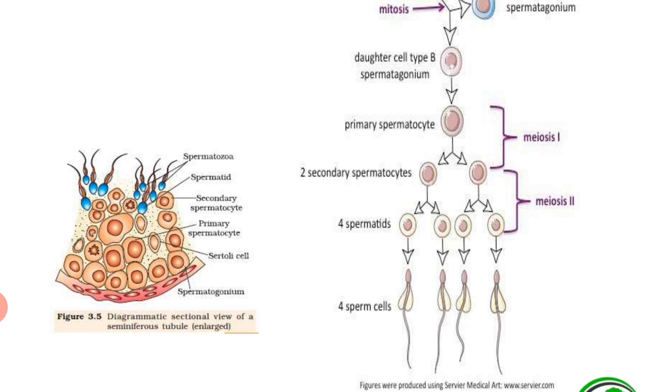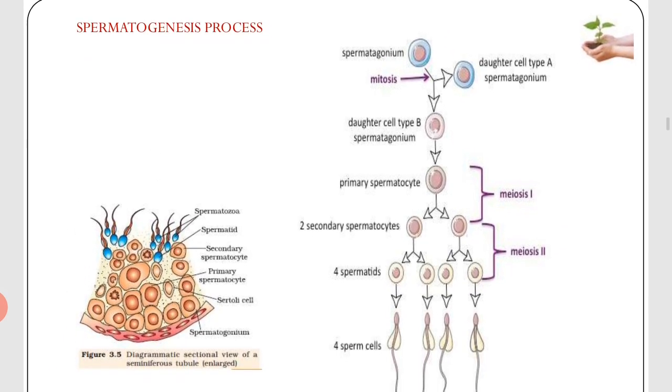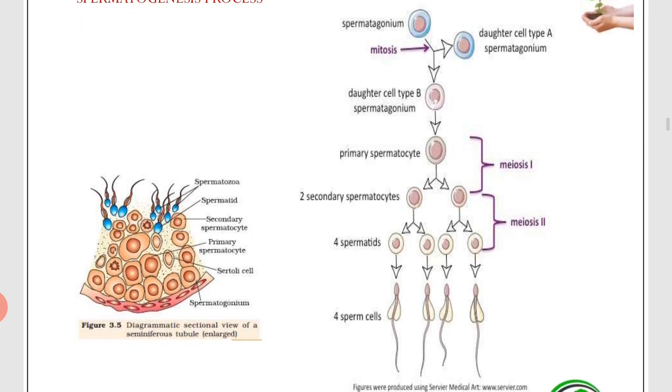So here you can say about the hormonal control of spermatogenesis. Spermatogenesis, as you all know, usually starts after puberty. After it is initiated at puberty, your hypothalamus is going to secrete GnRH, that is gonadotrophin releasing hormone.